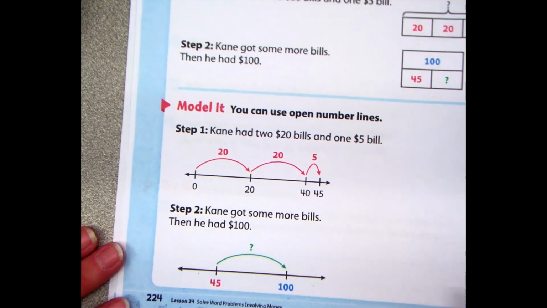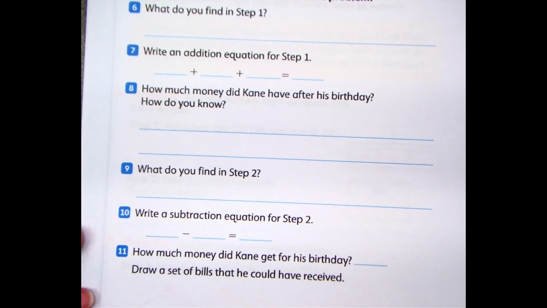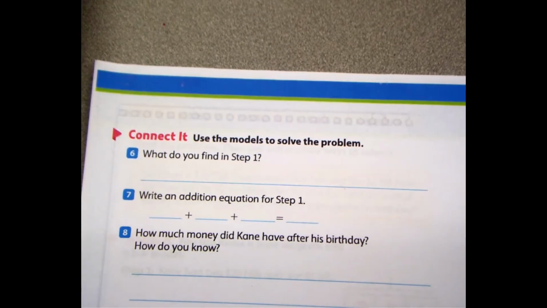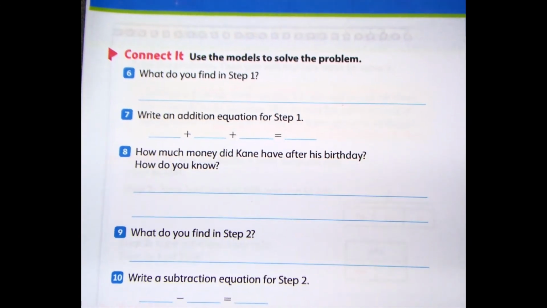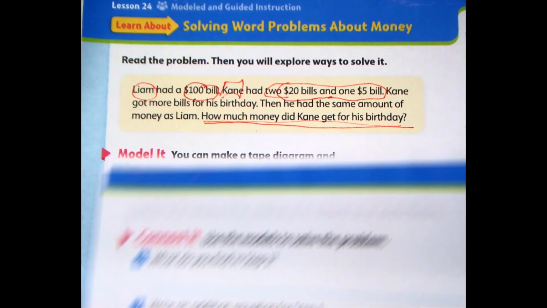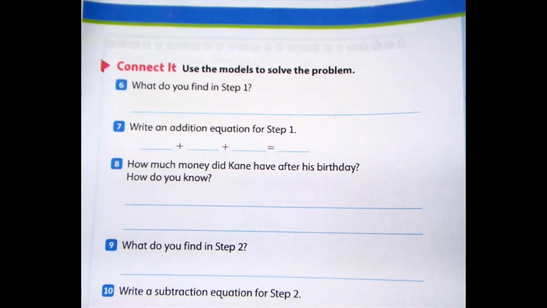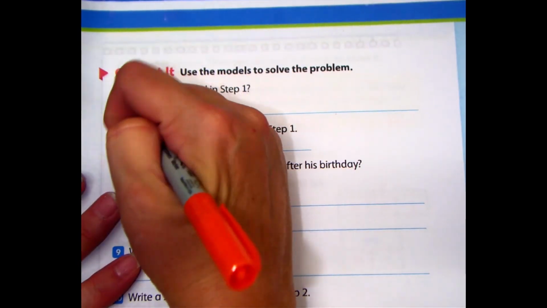We're on page 224. So let's go on to 225. Okay, so we're going to use the models to solve the problem. So what do you find in step 1? So if you look back at step 1, we were finding how much money Cain had to start with. Okay?